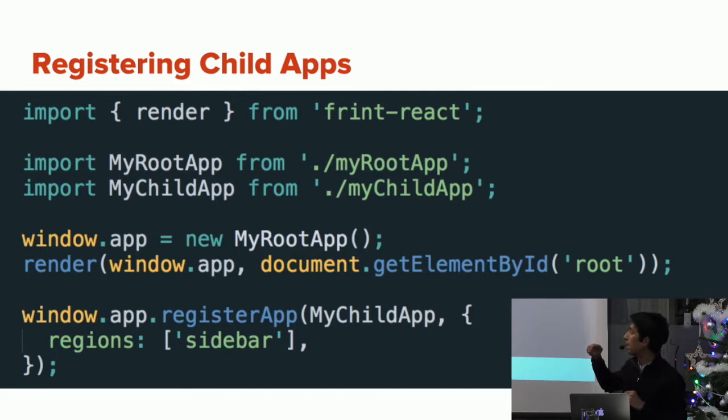The reason we had this global variable is because if we split our apps into multiple bundles, let's say root.js, child app1.js, child app2.js, when they get loaded, they can access the root app via this global variable and register themselves, and that's the only reason. So there is no other reason to have a global variable unless you need this code splitting technique.